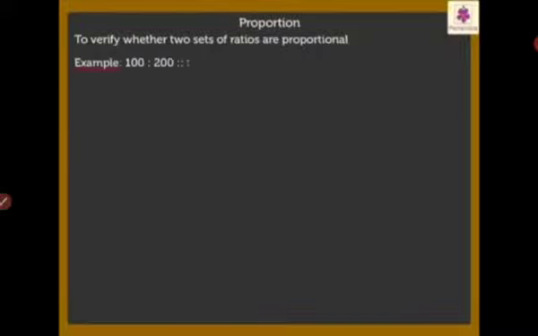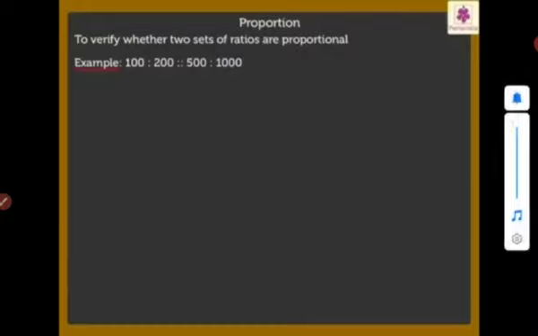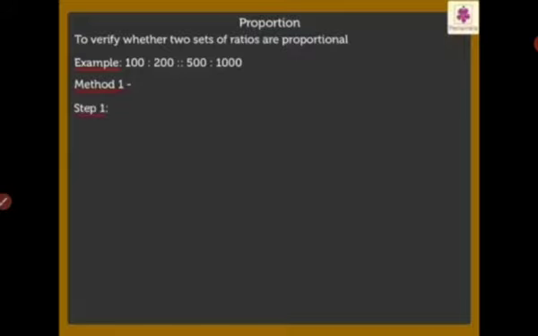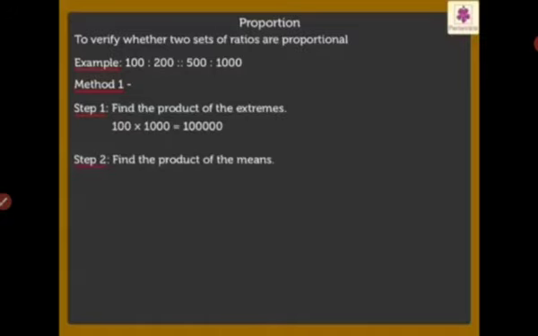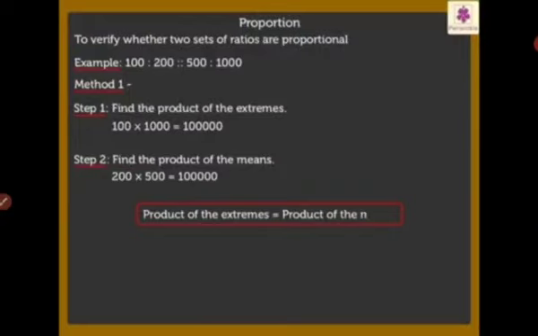Now, let's see how to verify whether two sets of ratios are proportional. Let us take the ratios of the earlier example. There are two methods. Method 1. Step 1: find the product of the extremes, which is 100 into 1000, equal to 1 lakh. Step 2: find the product of the means, that is 200 into 500, equal to 1 lakh. Here, the product of the extremes is equal to the product of the means.